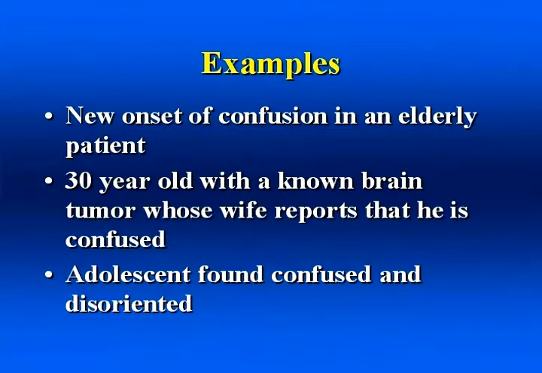Let's talk about those. New onset of confusion in the elderly patient. The family reports that this 86-year-old female is usually awake, alert, and oriented. She took a nap and now woke up confused. A 30-year-old with a known brain tumor whose wife reports that today he is confused. Or the adolescent who was found confused and disoriented.